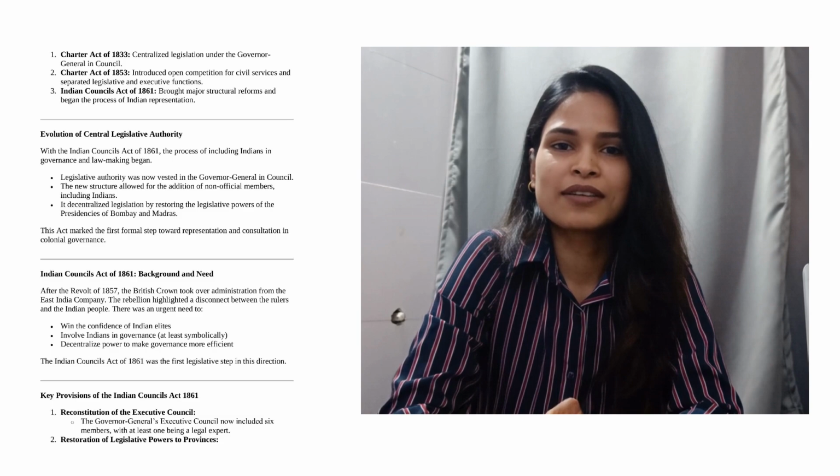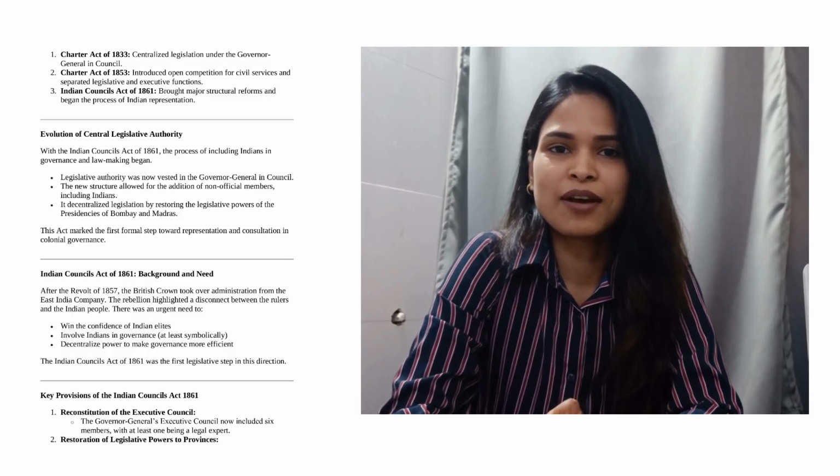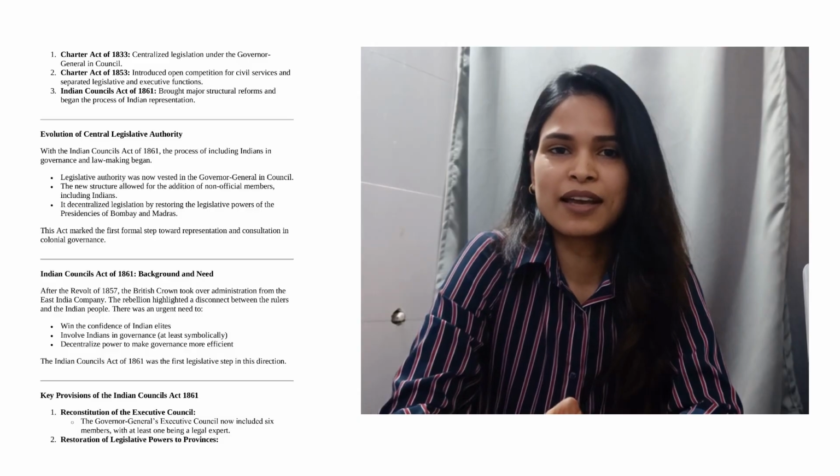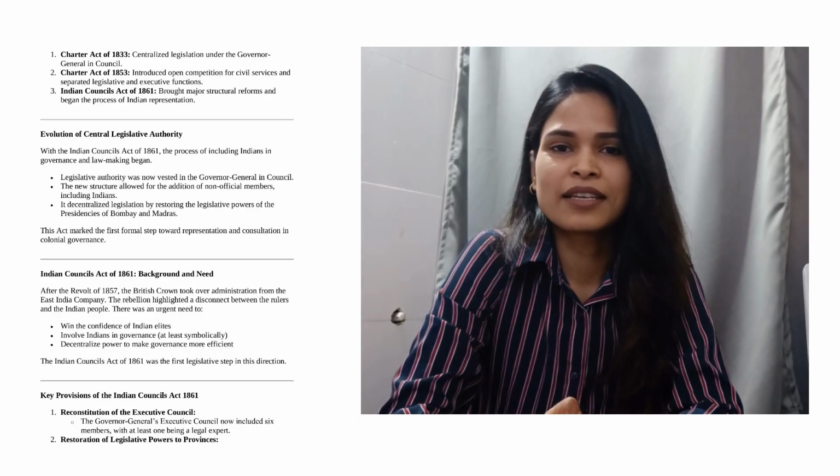After the revolt of 1857, the British Crown took over administration from the East India Company. The rebellion highlighted a disconnect between the rulers and the Indian people. There was an urgent need to win the confidence of Indian elites, involve Indians in governance, at least symbolically, and decentralize power to make governance more efficient. The Indian Councils Act of 1861 was the first legislative step in this direction.